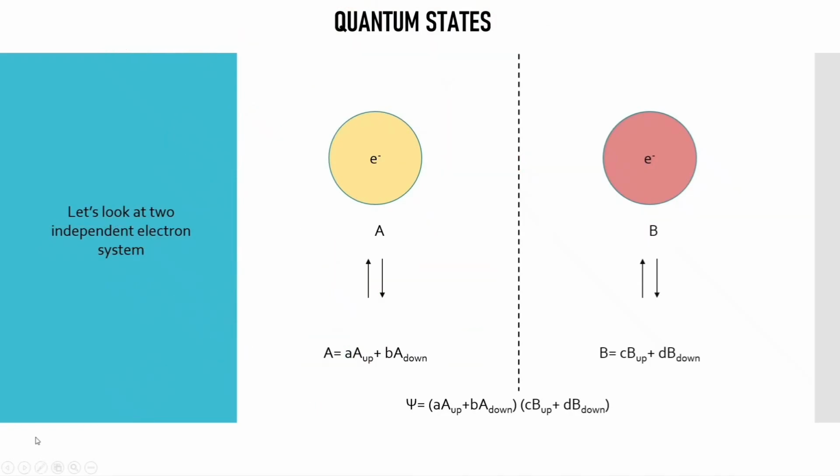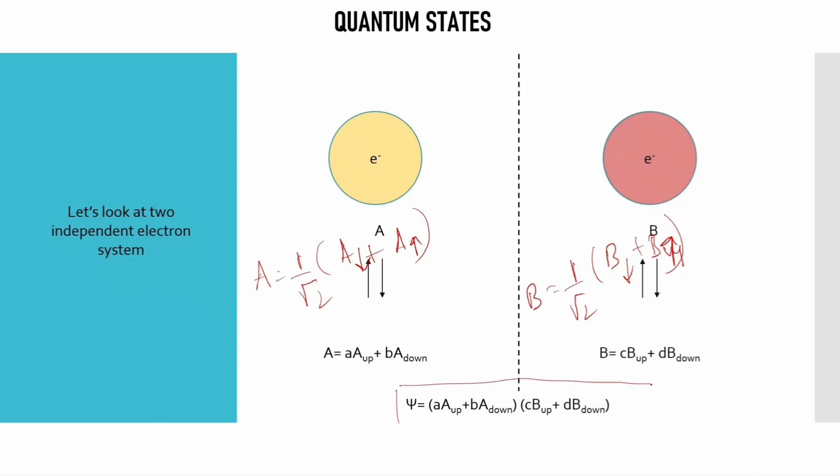Thus we can rewrite this equation as A is equal to 1 by root 2, using a different notation, A down and A up. Similarly we can write for B, 1 by root 2 times B down plus B up. Now if we want to combine these two equations, we can write psi, or the combined state, equal to the arbitrary constant times A up plus A down, and again the arbitrary constant times B up plus B down. So simply you have to multiply these two states and you can get the combined state for these two independent electrons. And we are talking about spin of the electron. Bear in mind, this is up and down only when we are measuring vertically. If we are measuring, say, horizontally, the spin would be left or right.